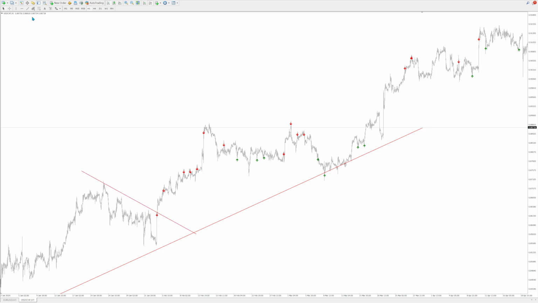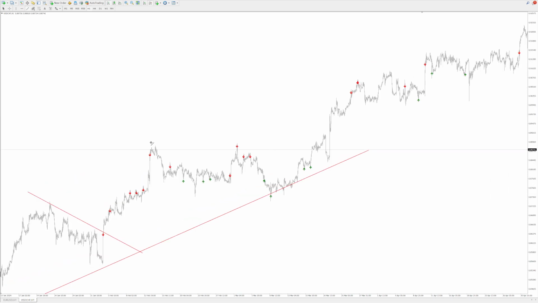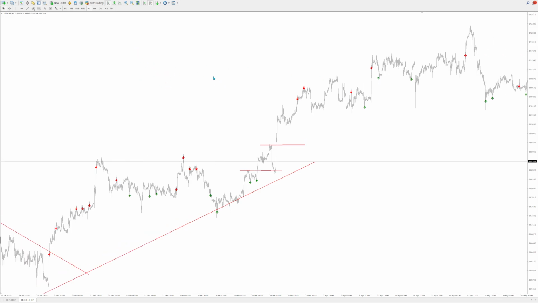Potential breakout trade there, no arrow. In fact, an arrow in the opposite direction. Here, breakout, no arrow. Well, there is an arrow there, to be fair, but here, breakout, no arrow.